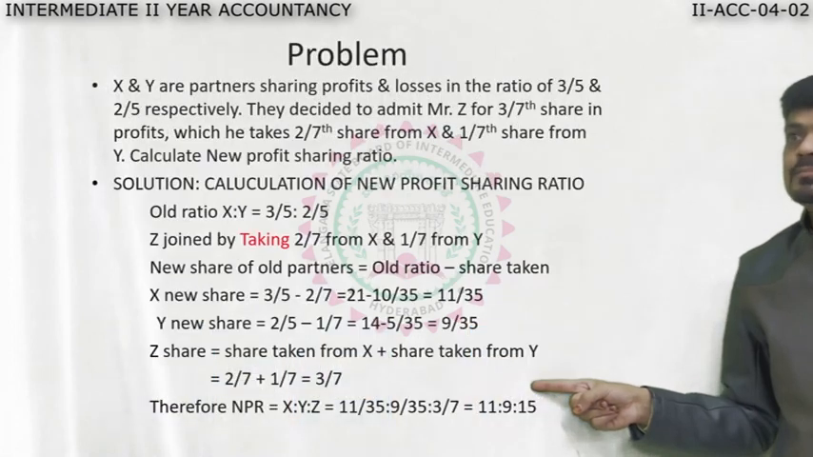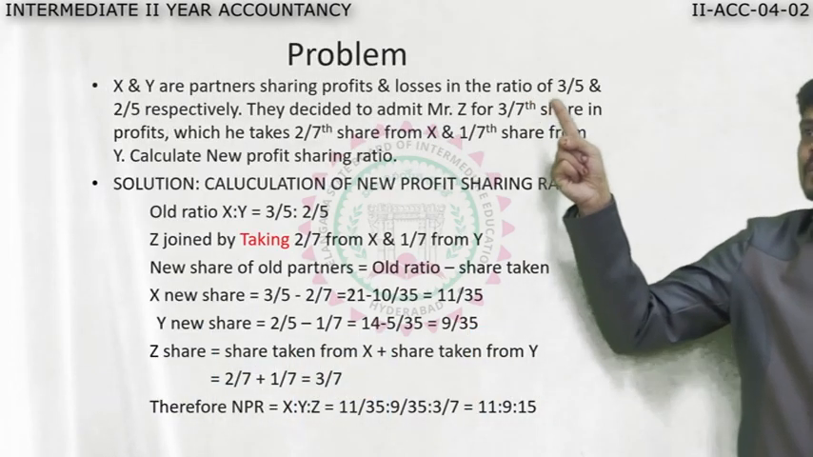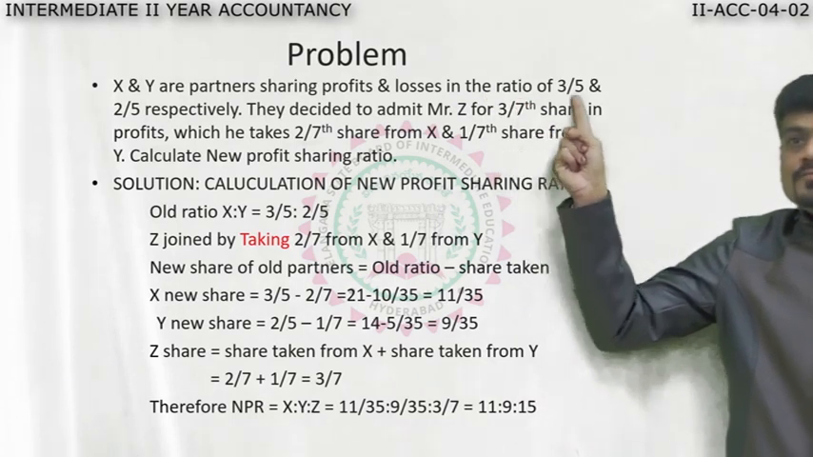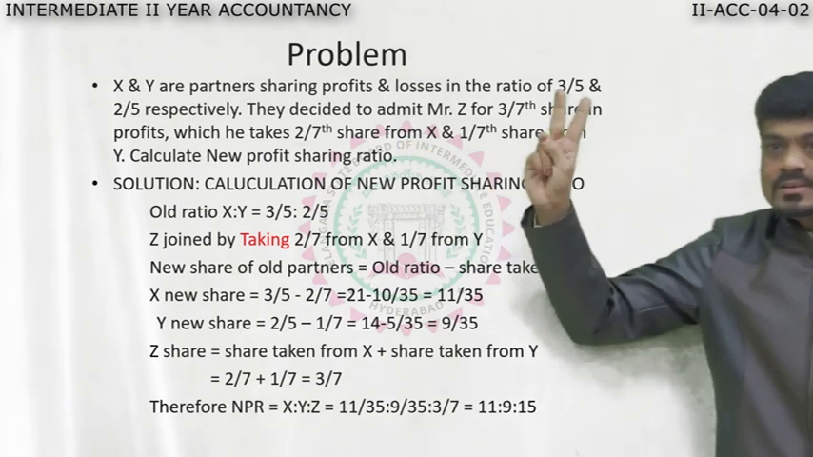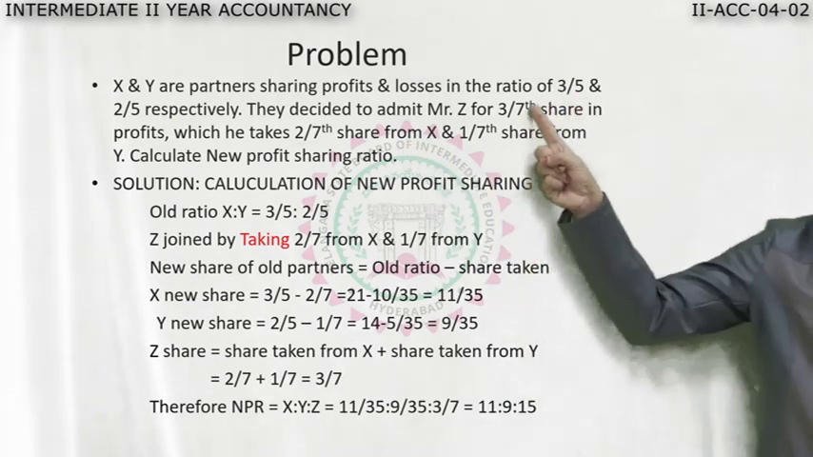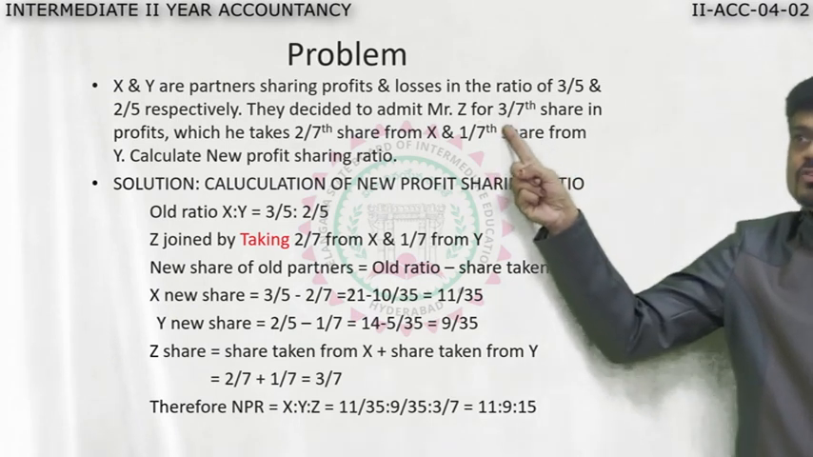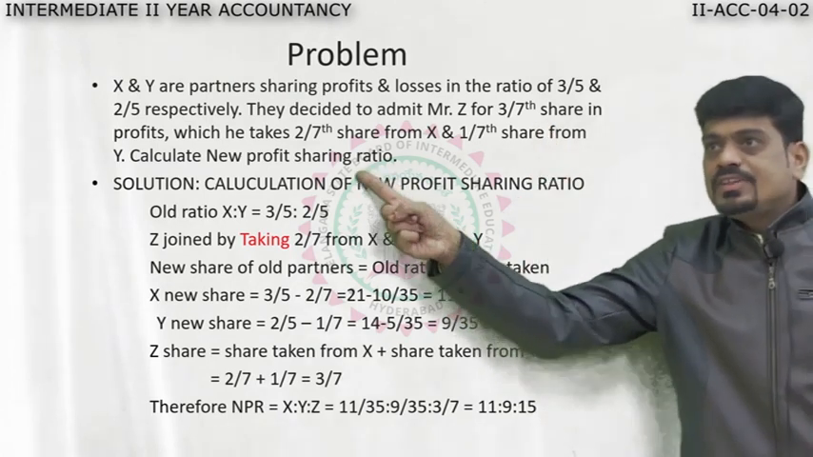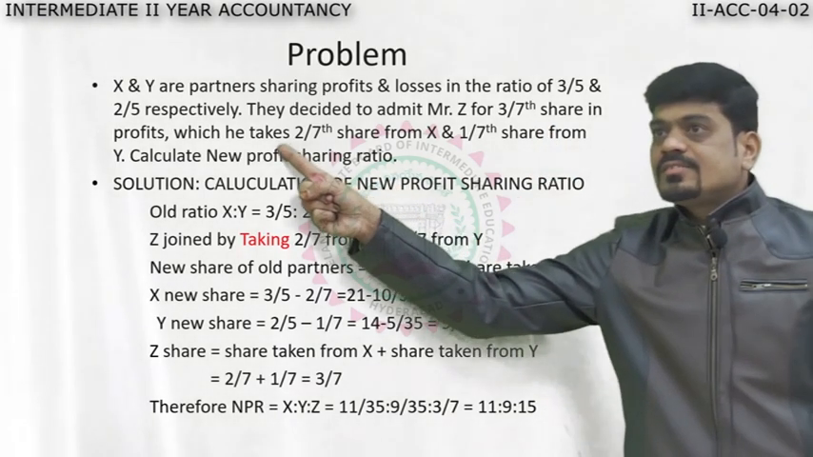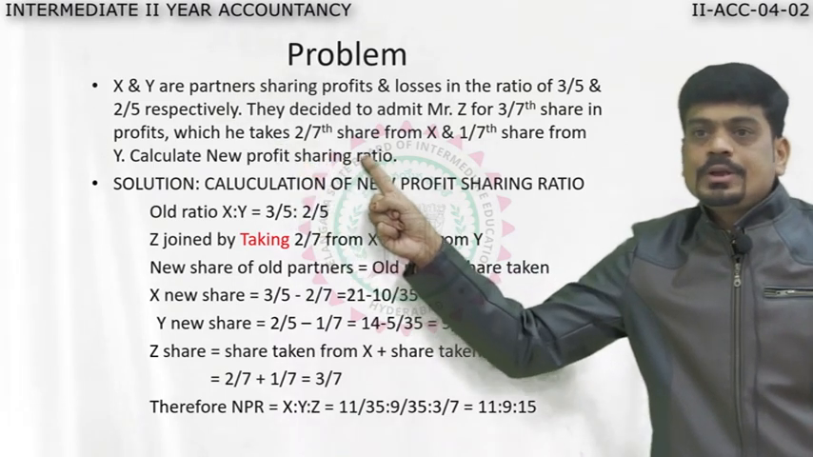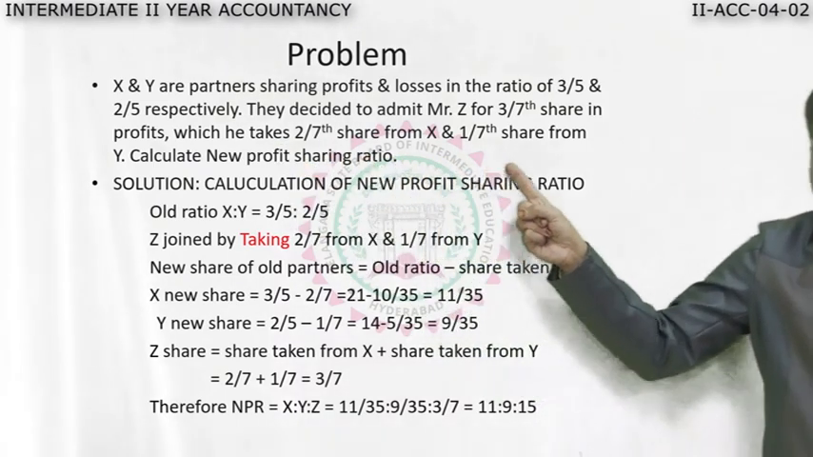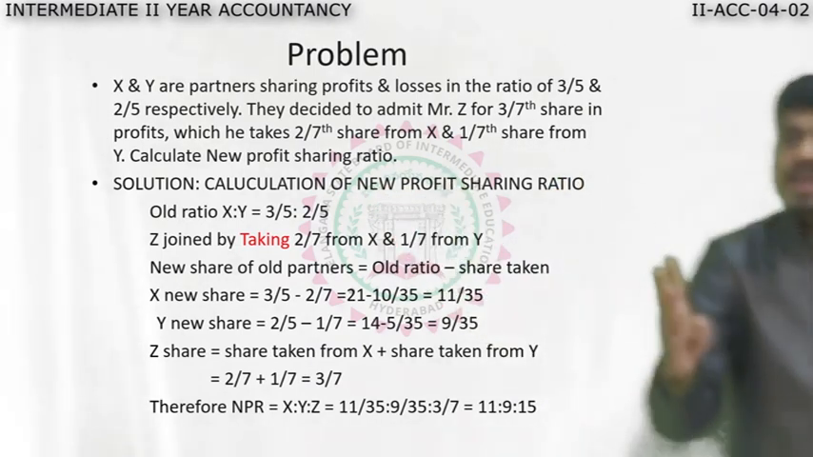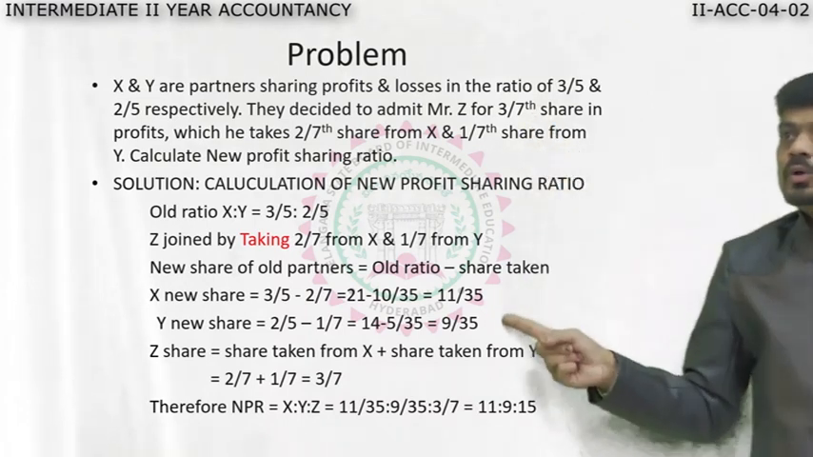And see here the example. What they told? X and Y are partners sharing profit and losses in which ratio? 3/5 and 2/5. Two partners, X and Y, old partners. Who is joining? Z. For how much share he joined? 3/7. And what he did? He takes, they told. Please identify the word takes. He takes 2/7 from whom? From X. And 1/7 he took from whom? Y. Takes, acquires, obtains, sacrificed. Then we'll follow this method.